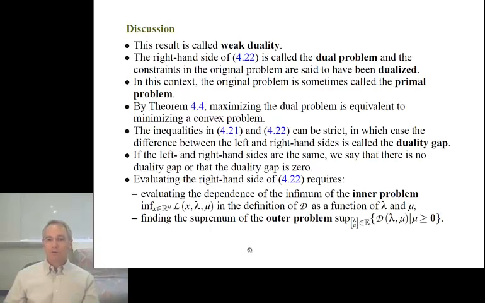The constraints in the original problem are said to have been dualized. And when we want to refer to both the original problem and the dual problem, we call the original problem the primal problem.